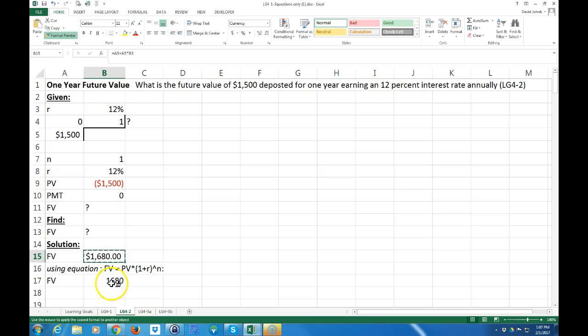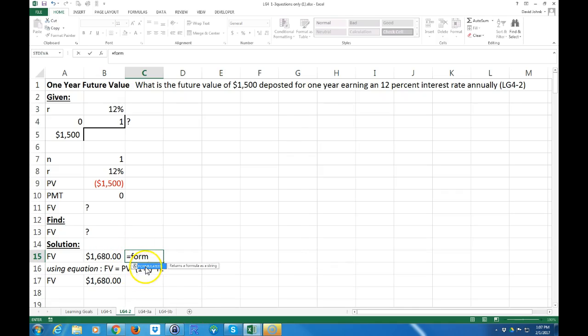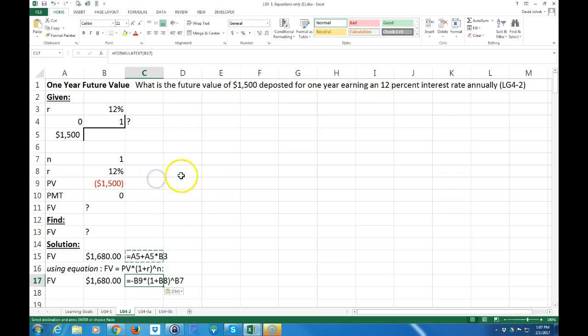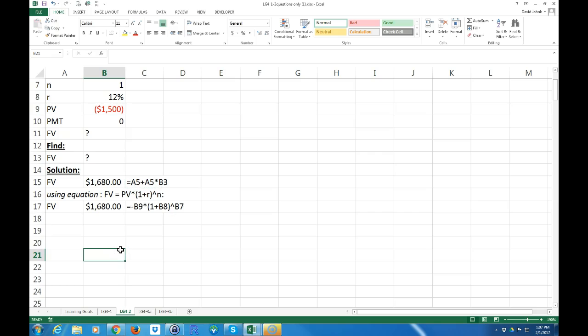Okay, let me paint that format down. I'm going to put the formula in here. Okay, so that's the way you use the equation. Now if you're going to memorize an equation in finance, this would be the one you'd want to memorize. The future value equals the present value times one plus R to the nth power. That's a very handy equation. Probably that is the main finance equation.